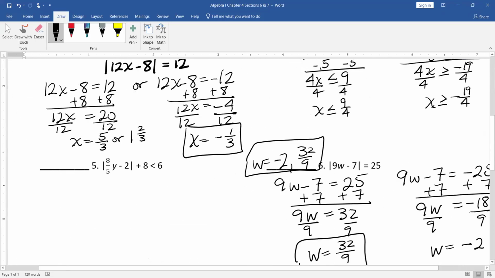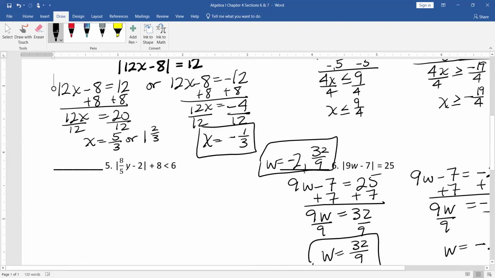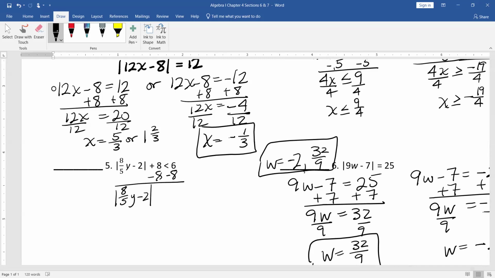Okay, let's look at this last one here. So for number 5, we do have this plus 8 outside of our absolute value, so we've got to move that first. So if we move that over here, then we get the absolute value of 8/5 y minus 2 is less than negative 2. So that means that the absolute value of some number is less than a negative number. That cannot be possible. So this is another example of a null set with an inequality statement.